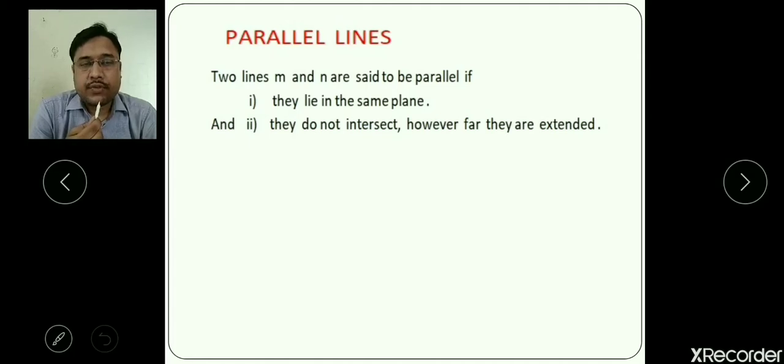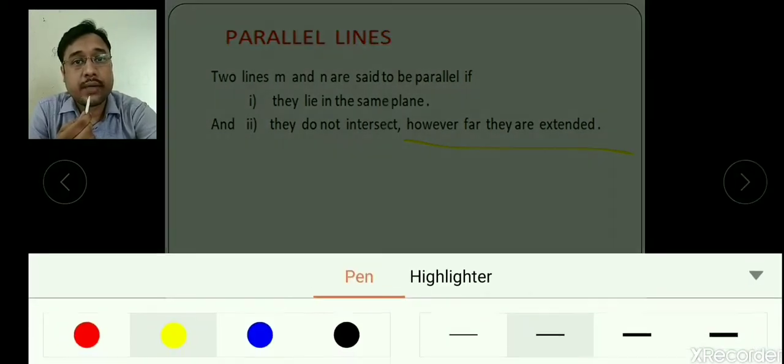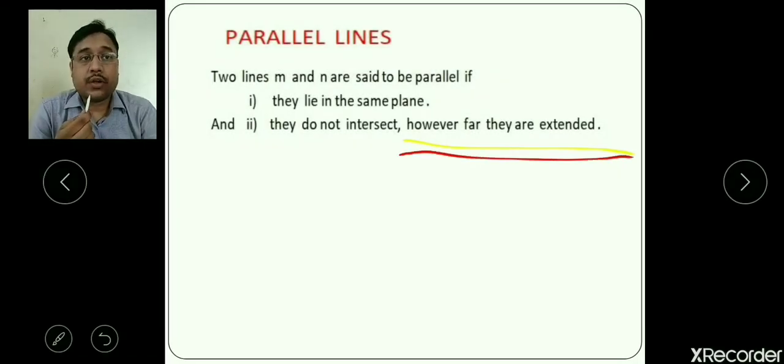Parallel lines, we can say like this, that if two lines, I have given the name M and N, the two lines M and N are said to be parallel when the given two conditions are satisfied here. That means if they lie in the same plane, if the two lines are lying on the same plane, and they do not intersect, however far they are extended. You can see over here that however far they are extended, it will not intersect.